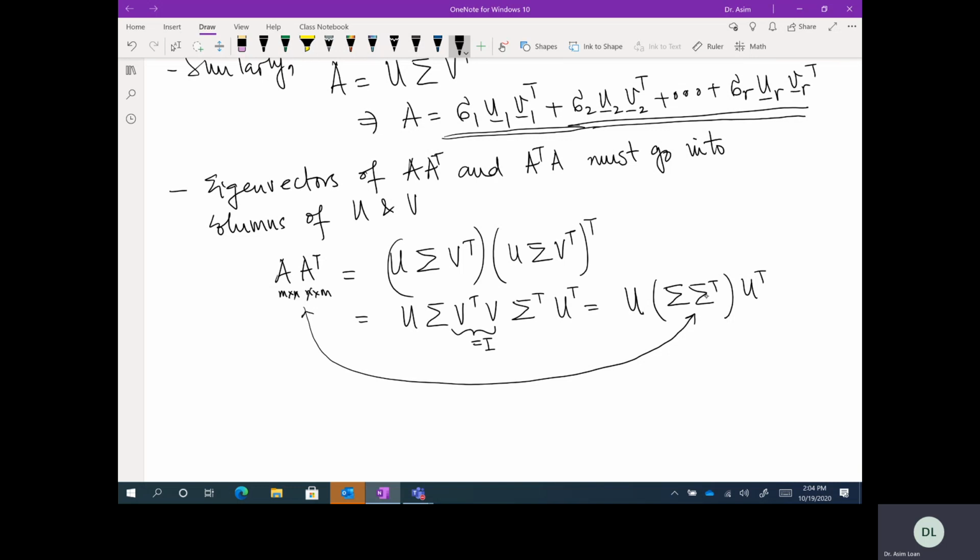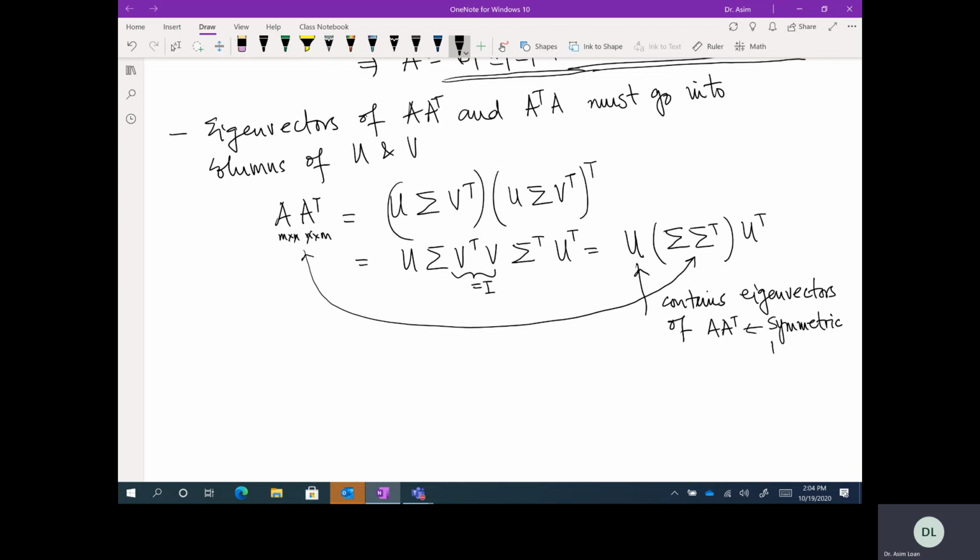So obviously these are the eigenvalues of the similar matrix, and the columns of U contain the eigenvectors, and since it's orthonormal, U contains eigenvectors of A A transpose. And remember, this is a symmetric matrix, so we will always have a full set. So there's no need to worry about the Jordan form.